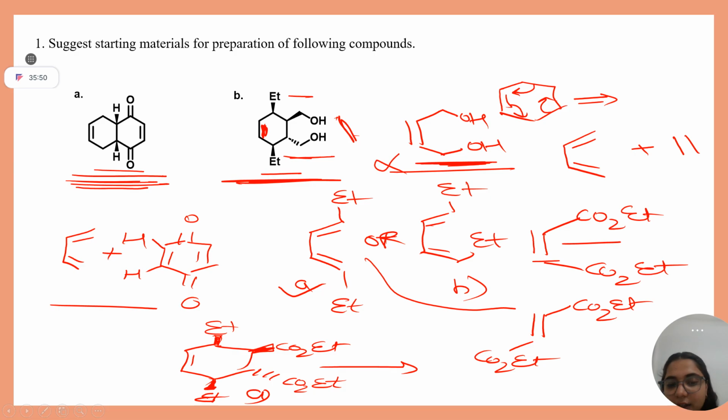Do you know anything about lithium aluminum hydride, LAH? Yes, ma'am. It is a strong reducing agent that can reduce carbonyl compounds to alcohol, right? So now you have to write the arrow, lithium aluminum hydride, and you will get this product.